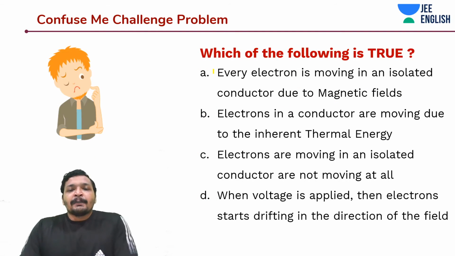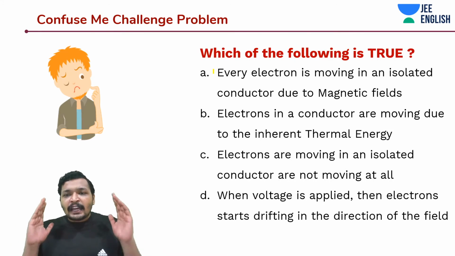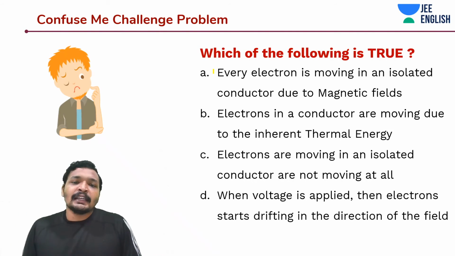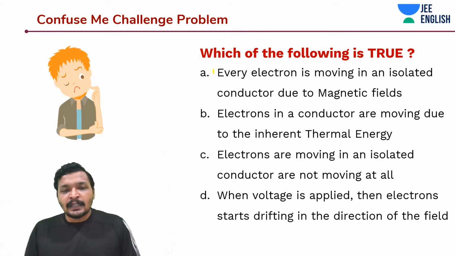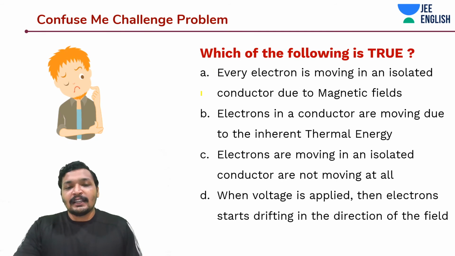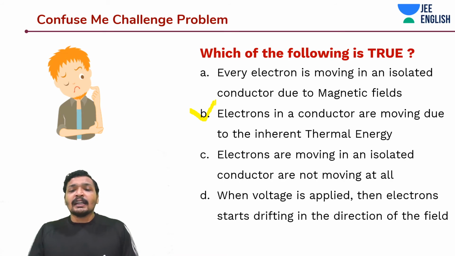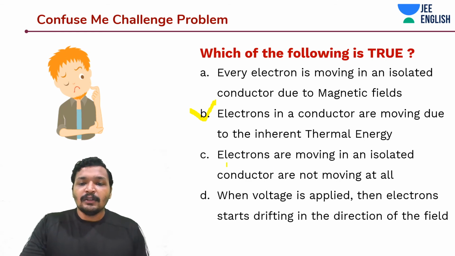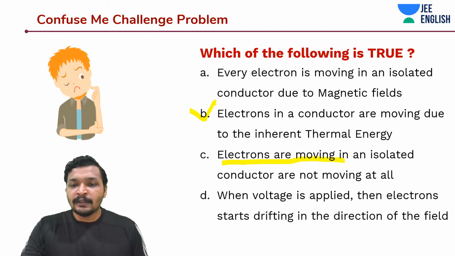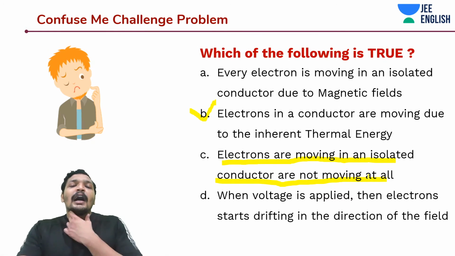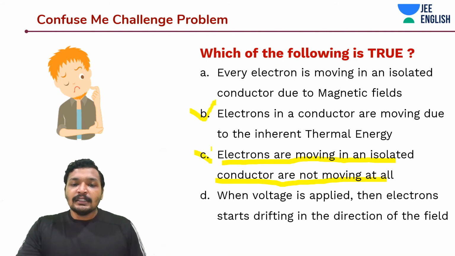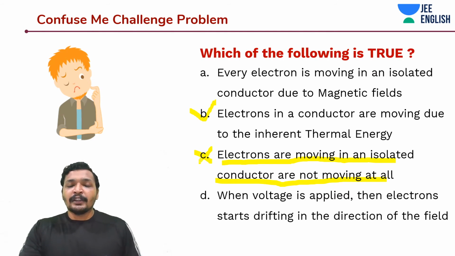Now, next challenge to my intuition problem. Which of the following is true? Every electron is moving in an isolated conductor due to magnetic field. Electrons in a conductor are moving due to the inherent thermal energy. You know this is correct. You don't even have to take the time. Electrons are moving in an isolated conductor or not moving at all. Okay, this seems like a false statement. Let's ignore this for now. I think this is just a typing mistake.